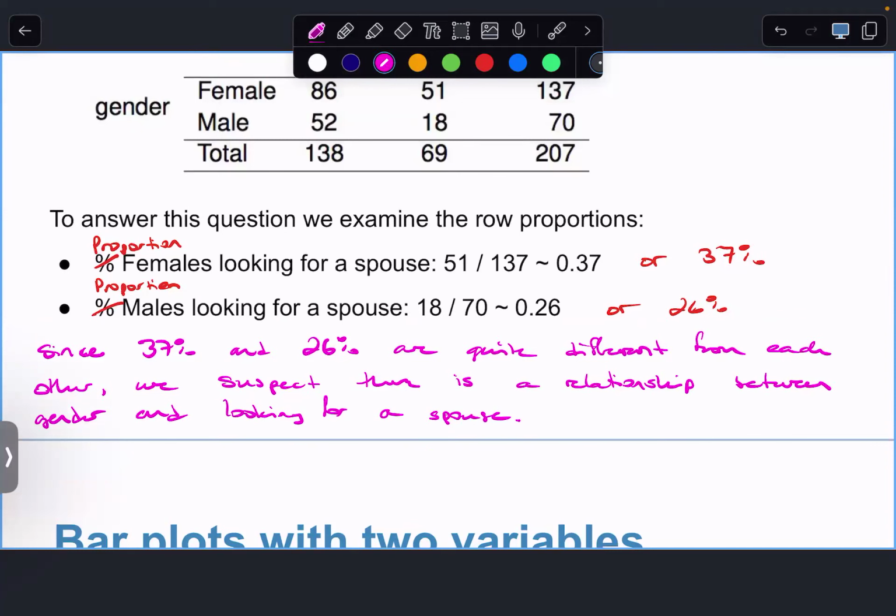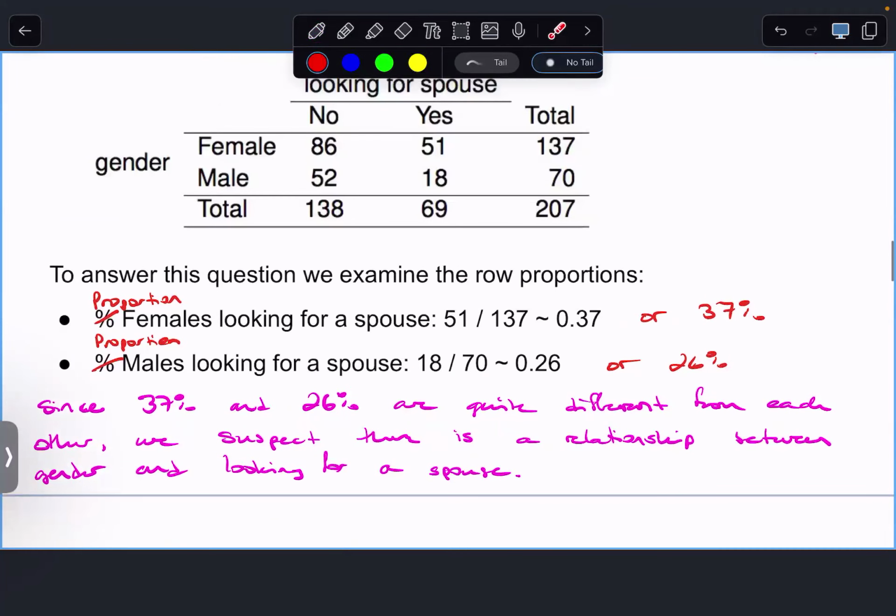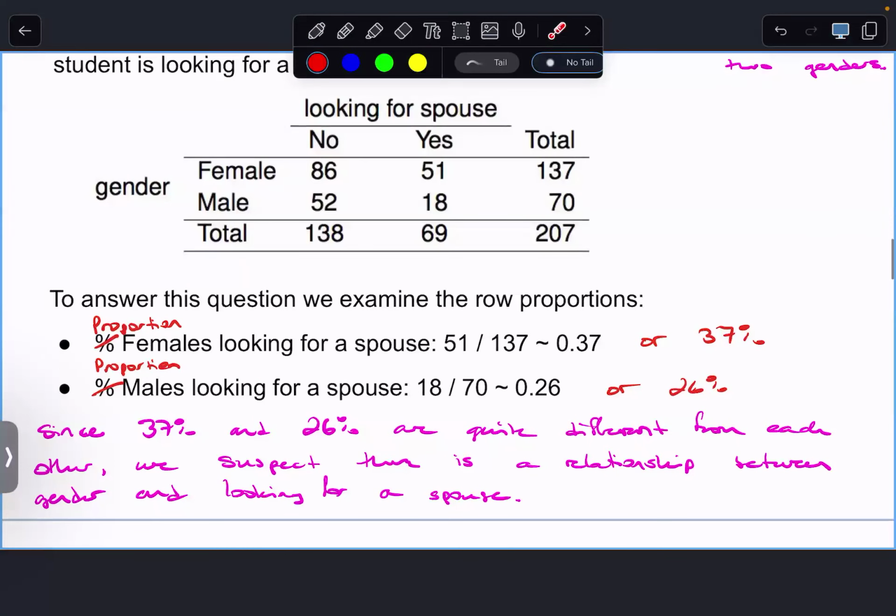So, without the actual test to see if these are significantly different from each other, that's as far as we can take it. We suspect there's a relationship here, right? And what's one of the things that we might get tripped up on, right? 26 and 37 are quite far from each other. That's allowed, right? But one of the things that I know trips people up is, well, what if I need it to be 50-50, right? That's not necessarily the case, right?